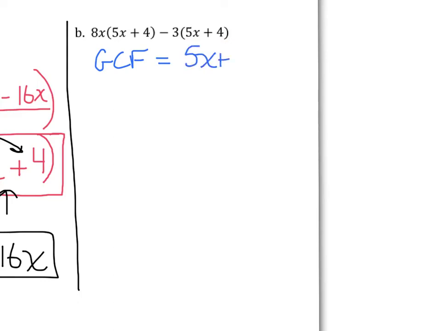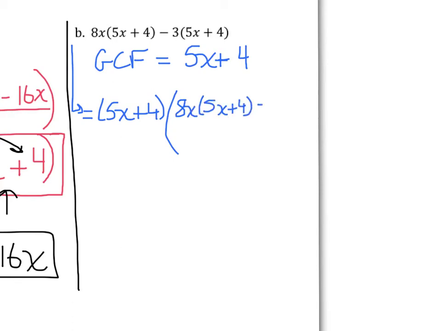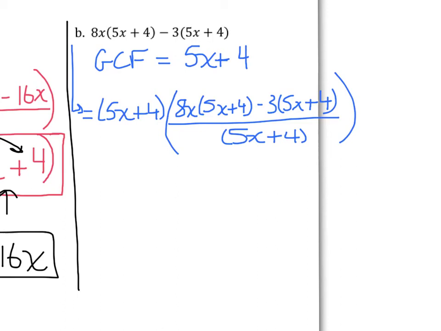And so the thing that we're going to be multiplying and dividing by when we do our factoring here is that 5x plus 4. So I'm going to take my 5x plus 4, multiply it on the outside. And on the inside, I've got to divide it, right? That's our factoring step. All right, when I do this division, I'm going to take this entire 5x plus 4.